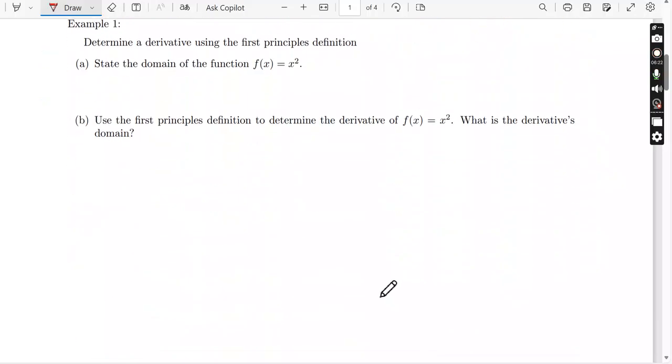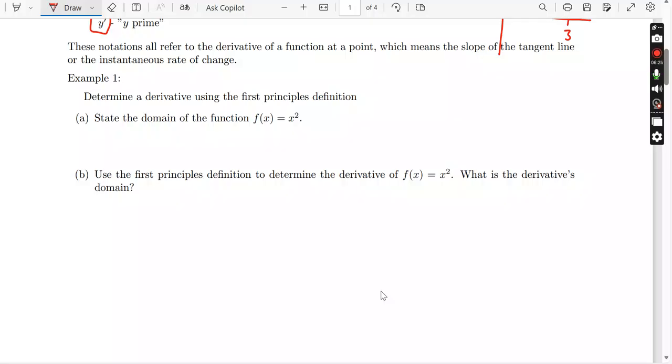Here we go. Example number 1. Determine a derivative using the first principles definition. Okay.